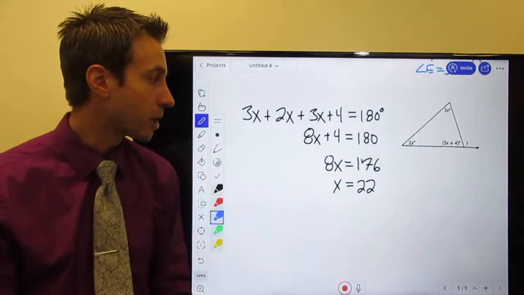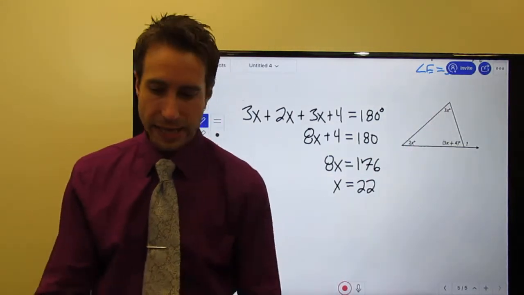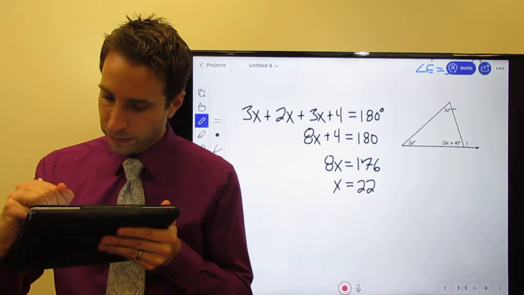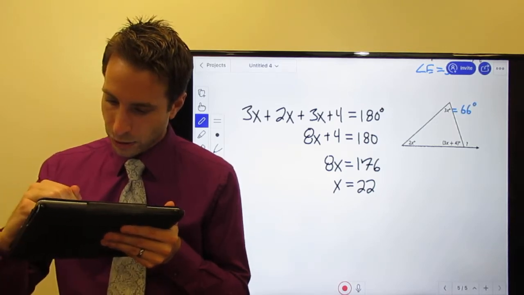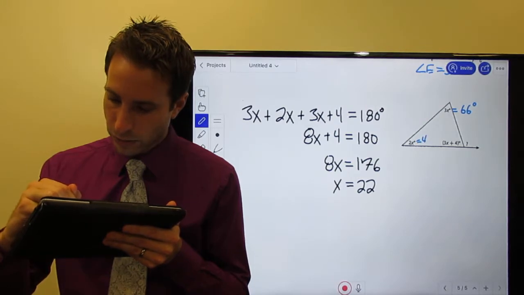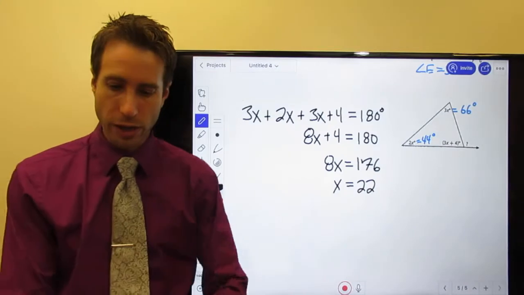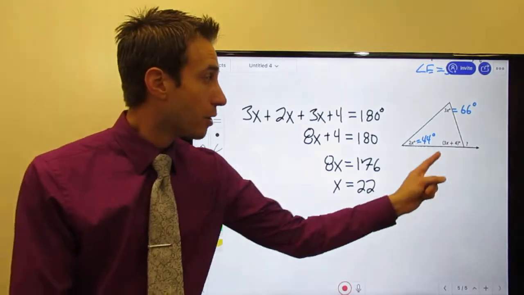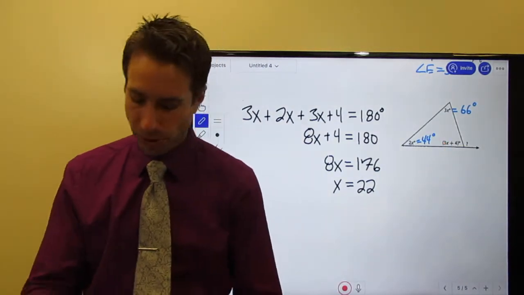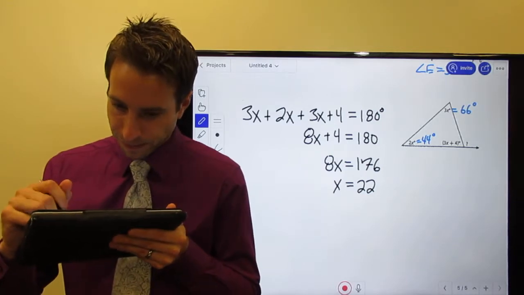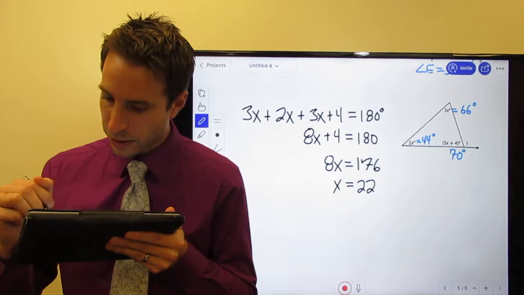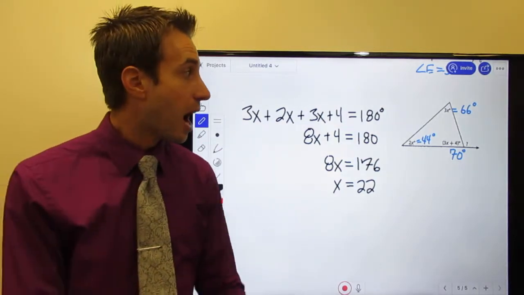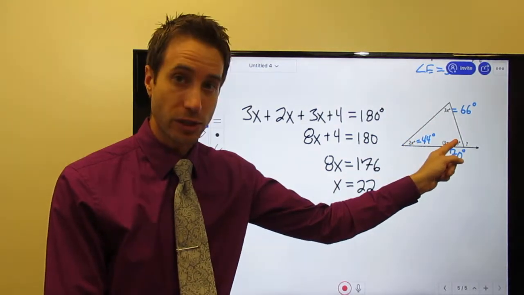All right, here we go. Let's start plugging stuff in. 3 times 22, 66 degrees. 2 times 22, I get 44 degrees. And 3 times 22 plus 4, I get 70 degrees. Now, I know the interior angles of the triangle.